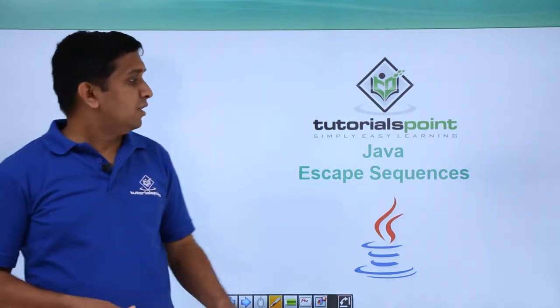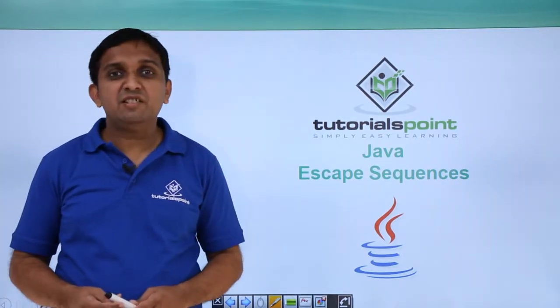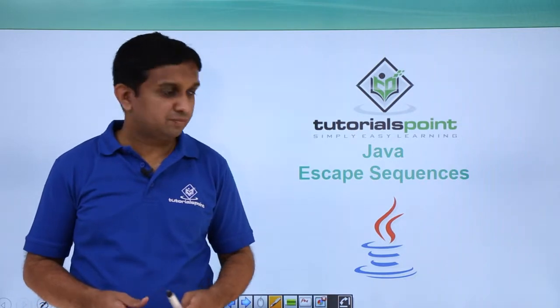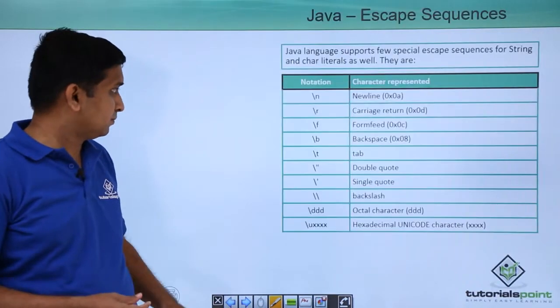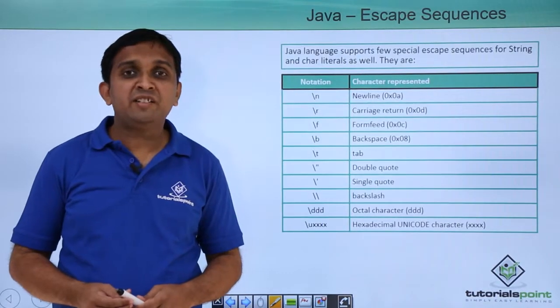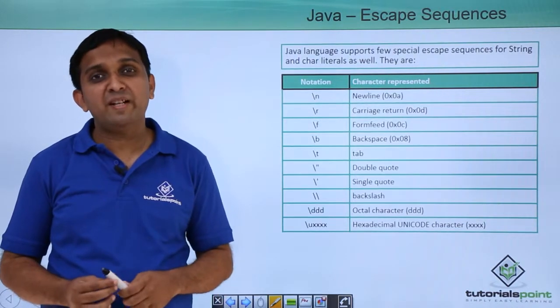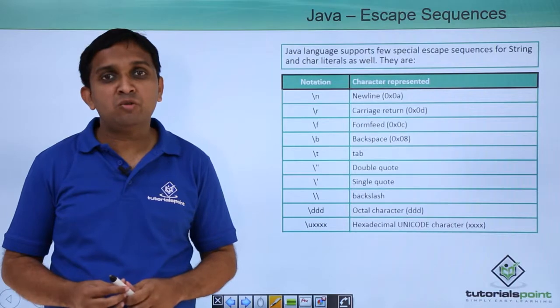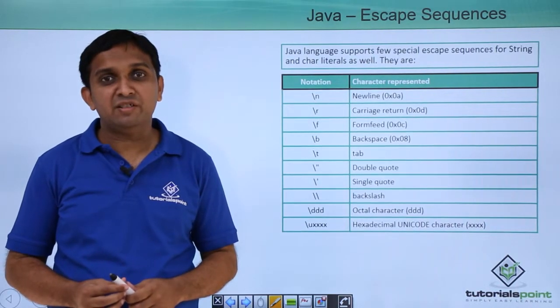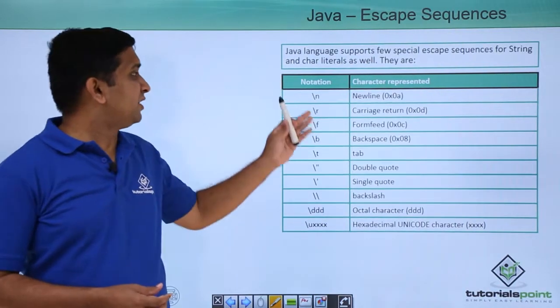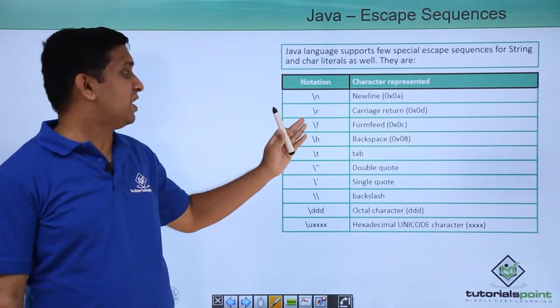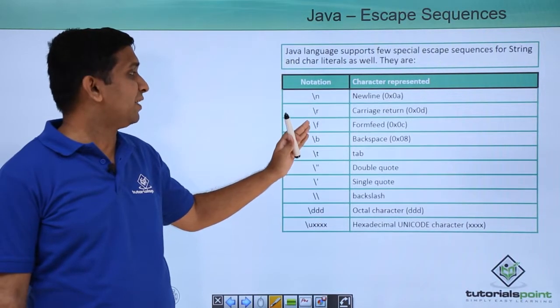Hello friends, we will see escape sequences in Java in this particular video. Now escape sequences are basically for formatting purpose. If I want to format the output which is printed onto the console, I will make use of escape sequences. The examples of escape sequences are backslash n, backslash r, backslash t, backslash b.